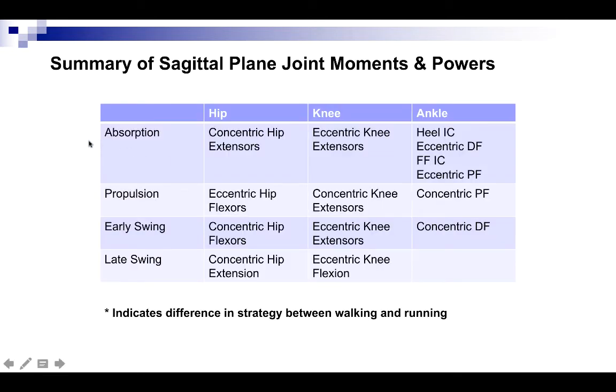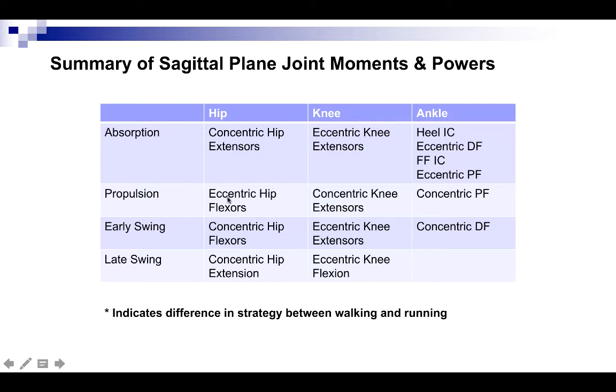So in summary, muscle function during the absorption or braking phase is concentric hip extensors, followed by eccentric knee extensors. At the ankle, it depends somewhat on the heel strike pattern, but a majority of people have an initial heel contact, and they would have eccentric dorsiflexion activation. For a forefoot landing, we'd have an eccentric plantar flexion contribution.